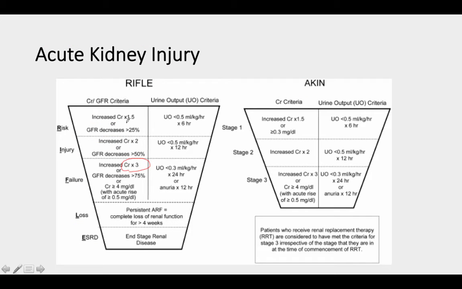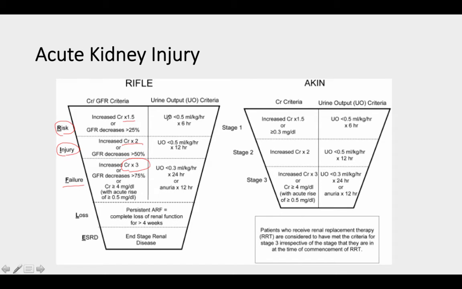An increase in serum creatinine by 1.5 times baseline suggests you're at risk of kidney injury. By 2 times baseline suggests you are in acute kidney injury. A serum creatinine that's 3 times its baseline suggests you're in renal failure. And then you can talk about later stages of kidney disease.